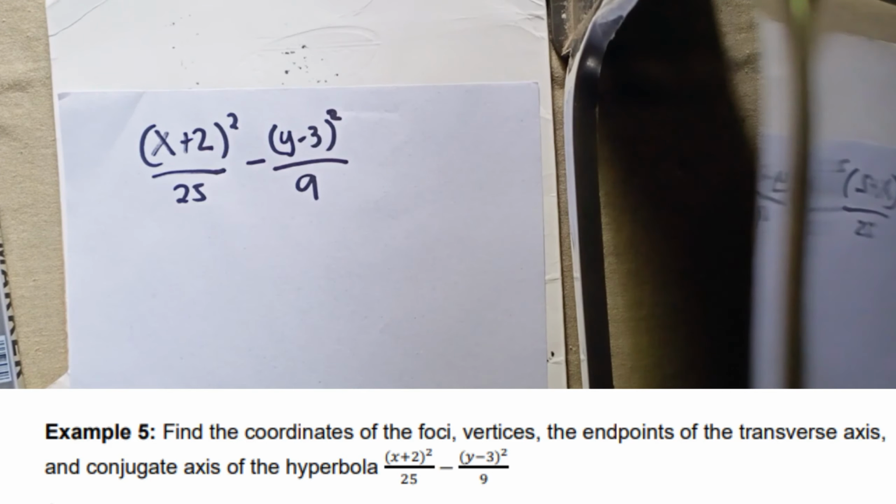So, let's have an example. Find the coordinates of the foci, vertices, the endpoints of the transverse axis, and conjugate axis of the hyperbola: quantity of x plus 2 squared over 25 minus quantity of y minus 3 squared over 9 equals 1.